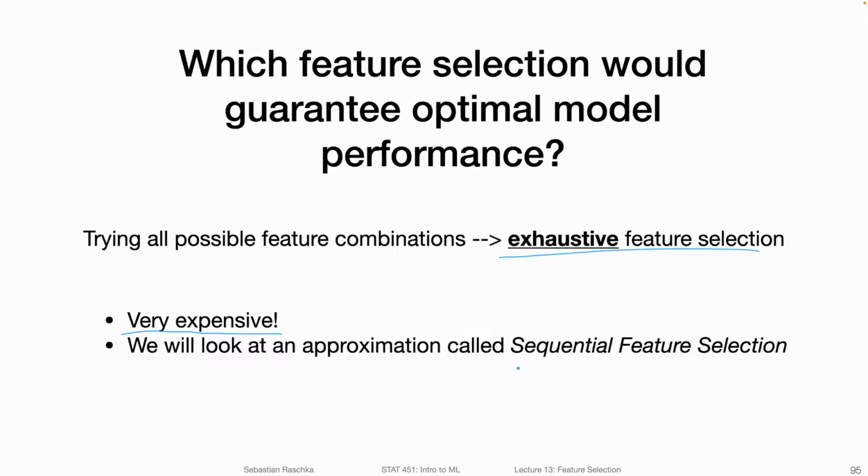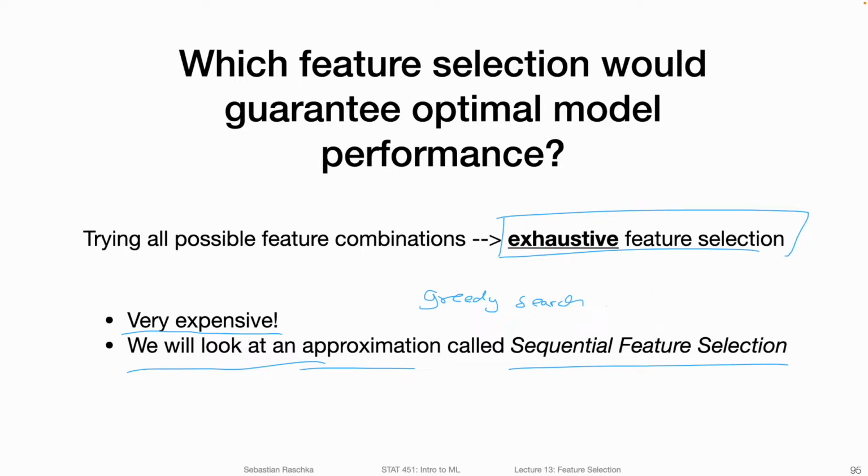And this motivates the use of sequential feature selection, which you can think of as an approximation technique that does not exhaustively evaluate all feature combinations, but only a subset of those. So this is essentially what we can call a greedy search or an approximation or a heuristic, instead of doing this exhaustive search.